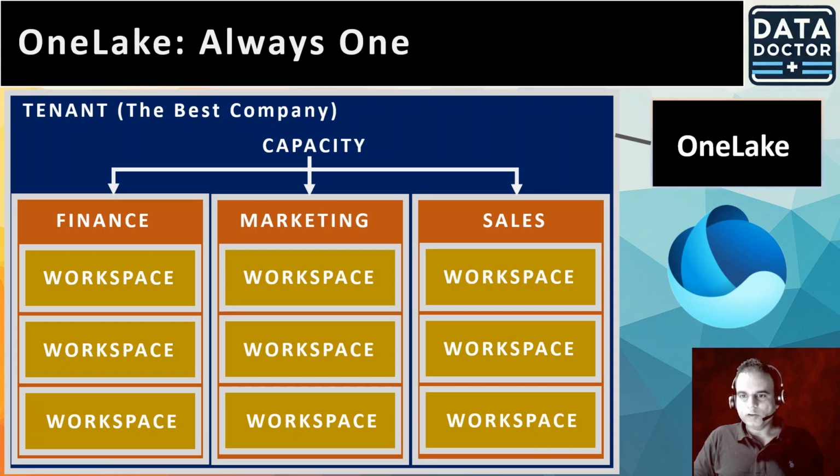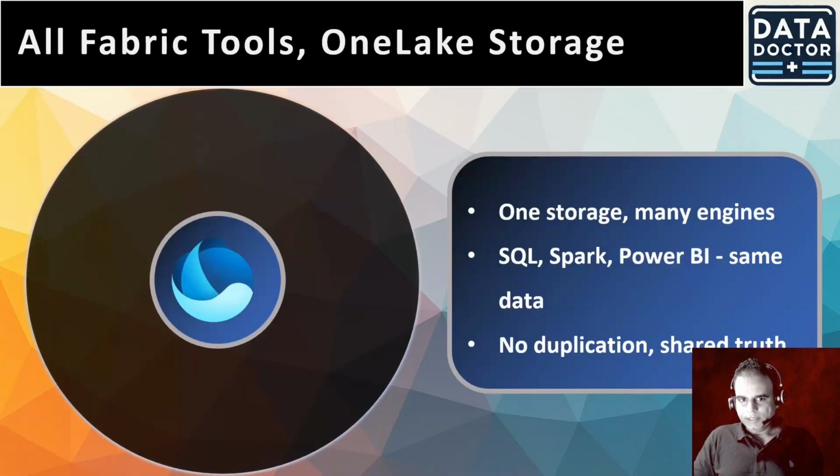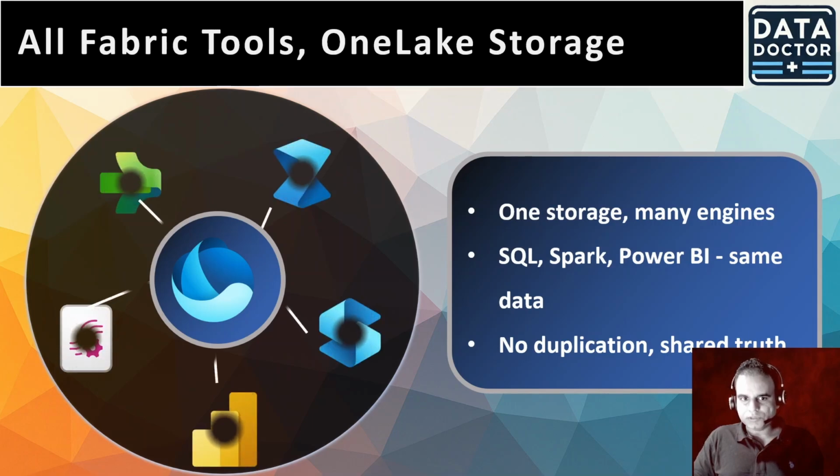Now we have a better idea of OneLake and how it is useful. Let's have a look at the tools. Fabric has multiple tools. It means it has tools related to data engineering, data science, machine learning, visualization tools, and so on. But all the engines are able to use the same data, which is lying in OneLake.